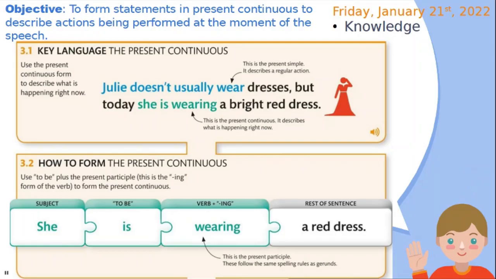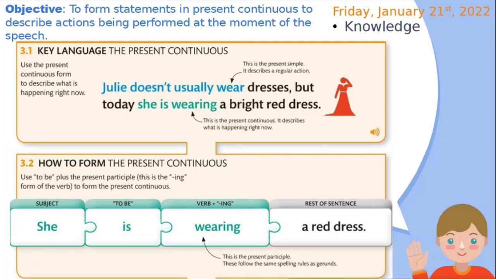So, well, when we want to talk about events happening right in the moment of the speech, we use the present continuous to describe the actions. We use the present form of the verb to be plus the present participle of the main verb to form the present continuous. So observe that for the present participle, we just add the letters ing to the main verb.